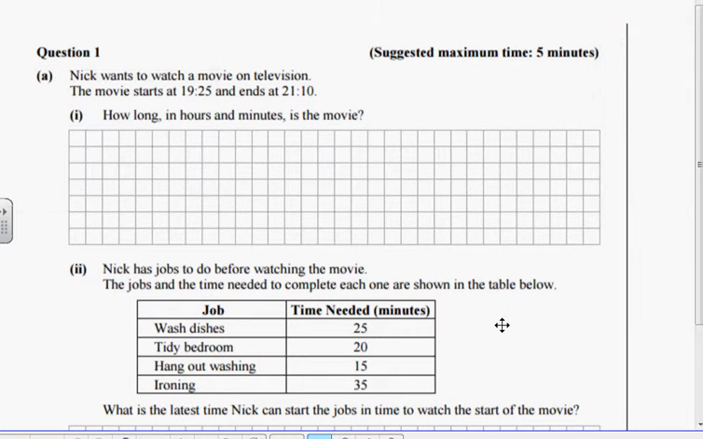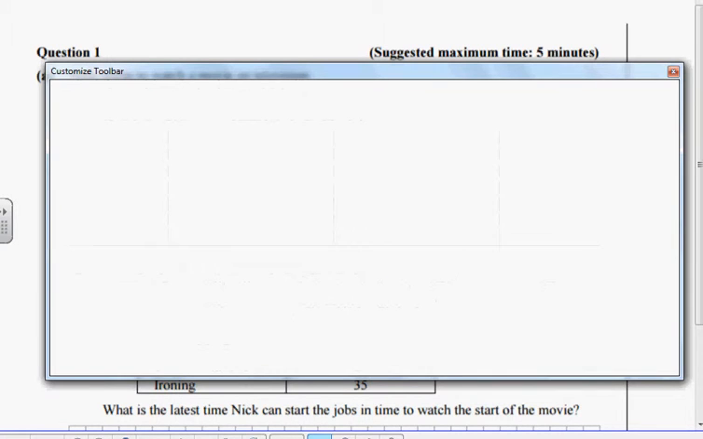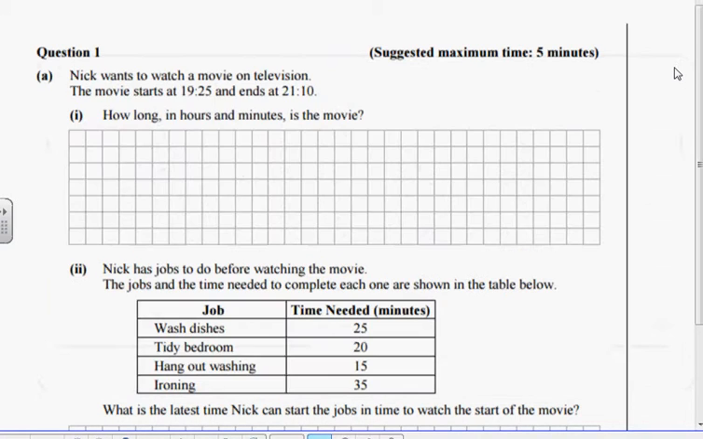Okay, so Nick wants to start a movie on television. The movie starts at 19:25 and ends at 21:10. How long in hours and minutes is the movie? 1 hour 45 minutes. 21:10 minus 19:25.